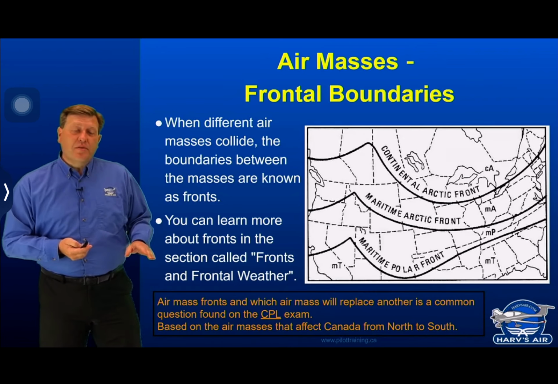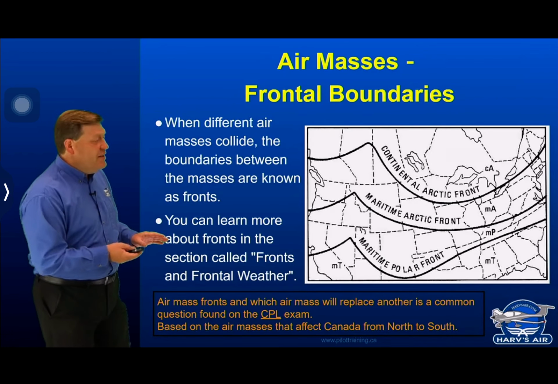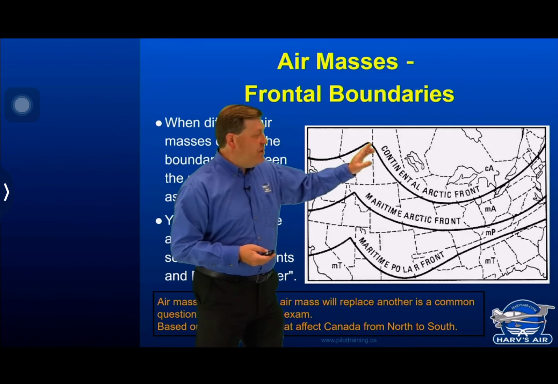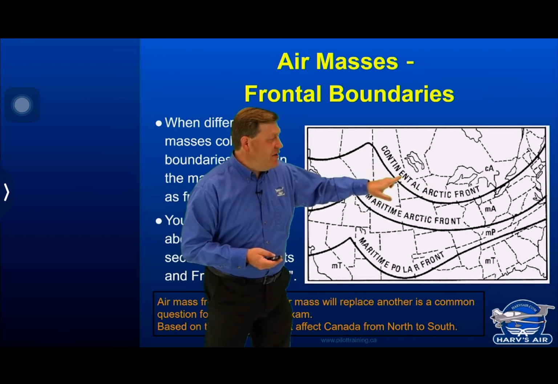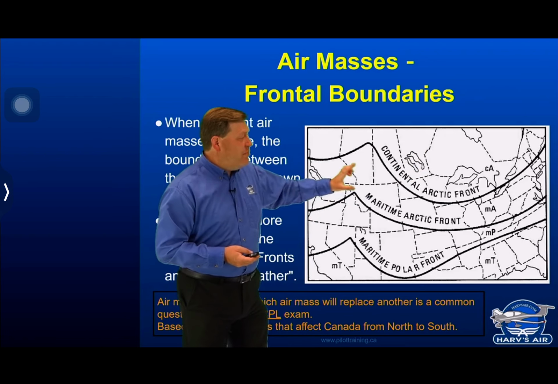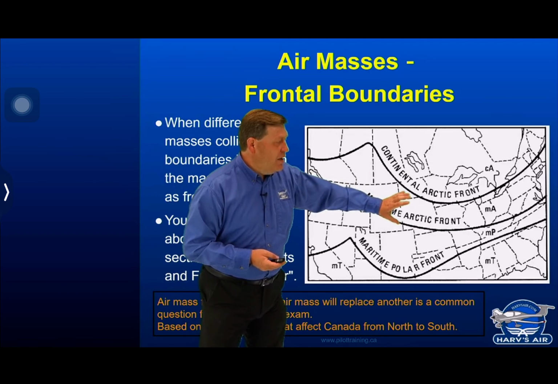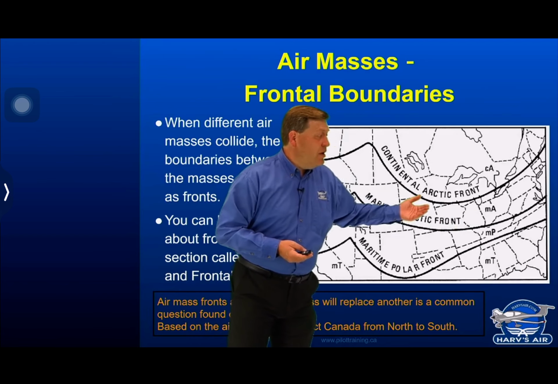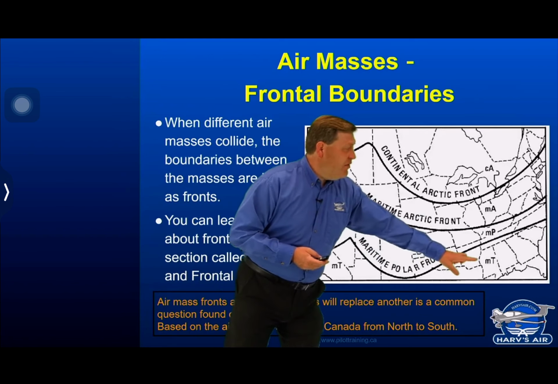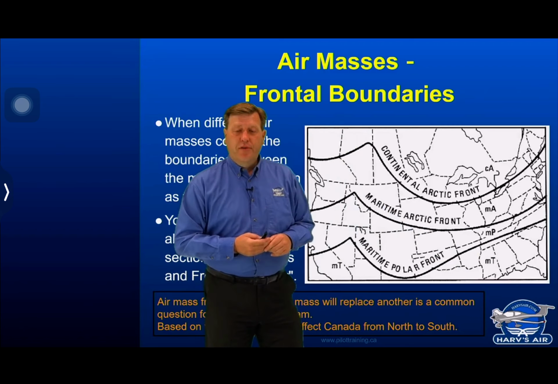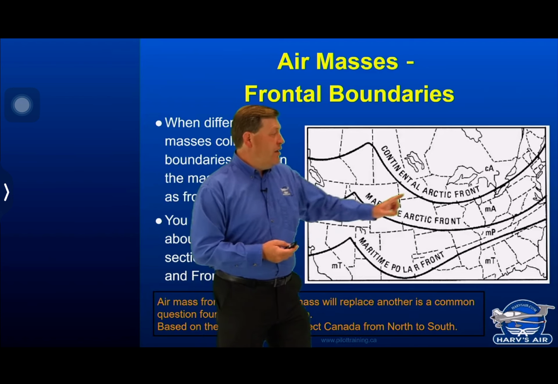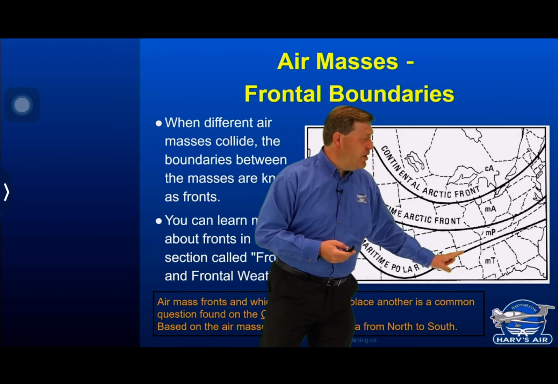When it comes to fronts, we'll talk a lot more about fronts in the section called Fronts and Frontal Weather. You can see a very simplified diagram here of where we've got that continental Arctic front, so right here, so we've got cold, dry air. Meanwhile, we've had maritime Arctic air that's moved in through here, so we've now got MA, so moist and cold air. And then in here, well, maritime polar, and then finally down here, maritime tropical. So again, this tends to be the most common air masses in Canada, moving from north to south. Continental Arctic, maritime polar, and maritime tropical.